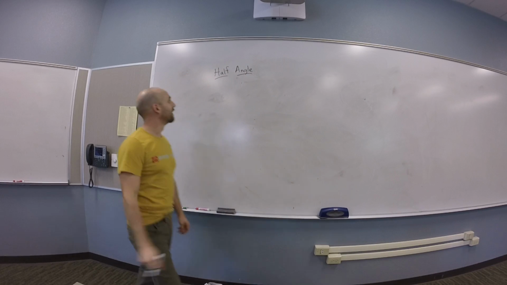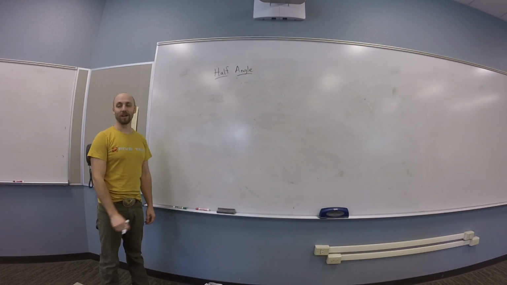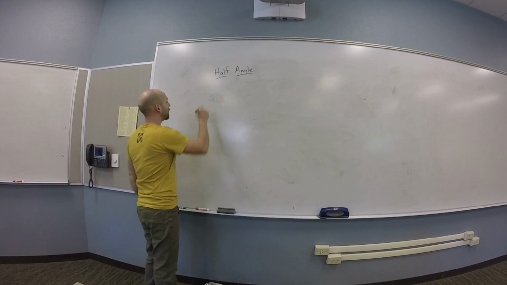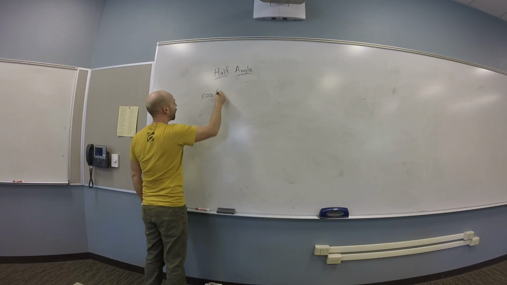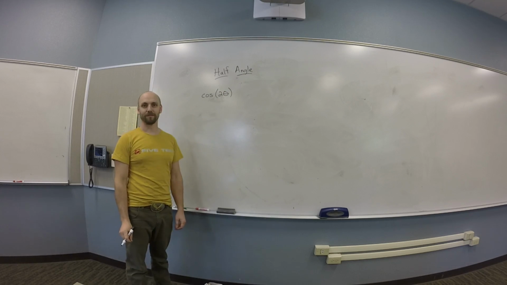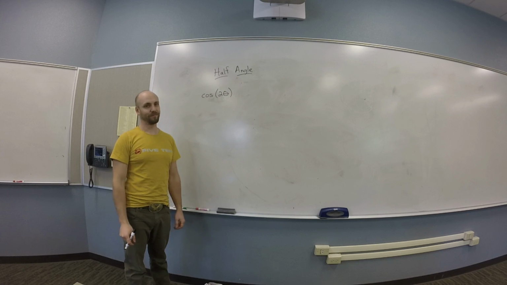Okay, so let's get the half angle identities quick. The way you get to the half angle identities is you start by thinking about cosine of 2 theta. Why? Because this will be useful in calculus class. Trust me.